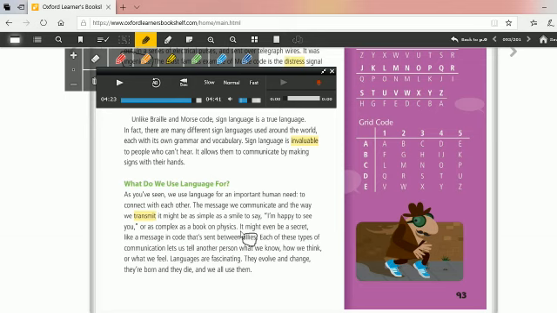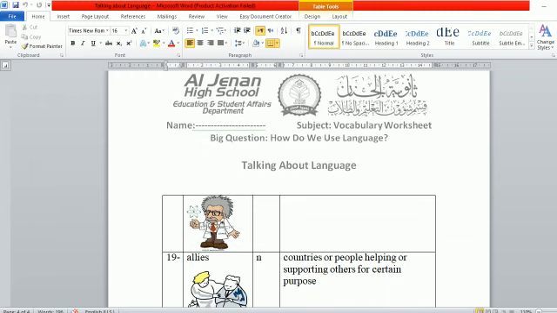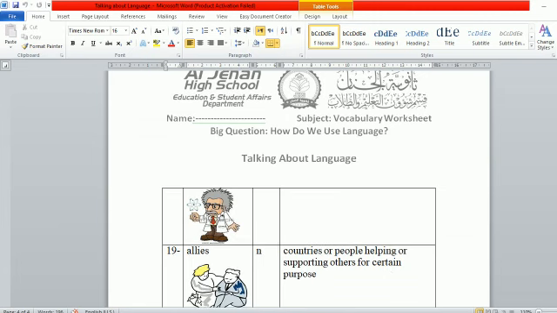Ask yourself this question. Who could send messages? People. Okay, can you guess the meaning of allies? Allies is a noun. Countries or people helping or supporting others for certain purposes. The lady is a great ally who is ready to support her husband.